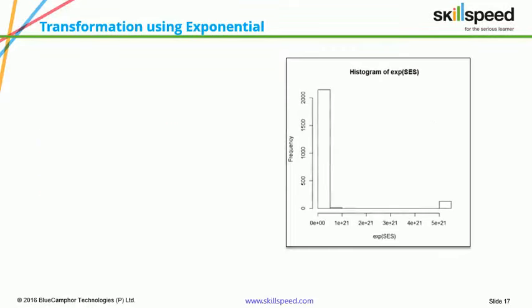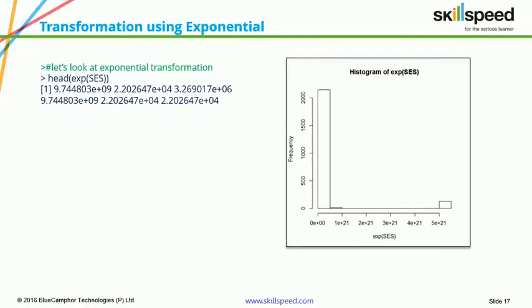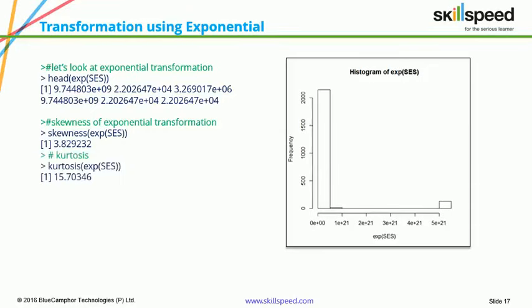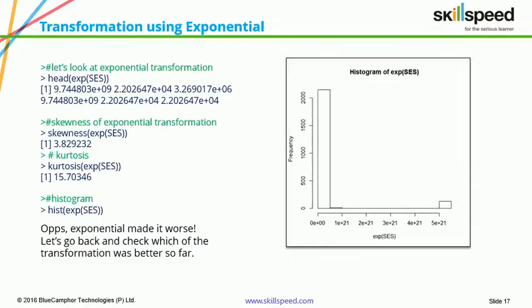Let's look at the exponential transformation. Exponential transformation would further shrink the values. Skewness, very bad, to 3.82, whereas kurtosis has gone for a toss, it is 15.70. It is worse. So let's go back and check which of the transformation was better so far. Exponential transformation, not a good idea at all.